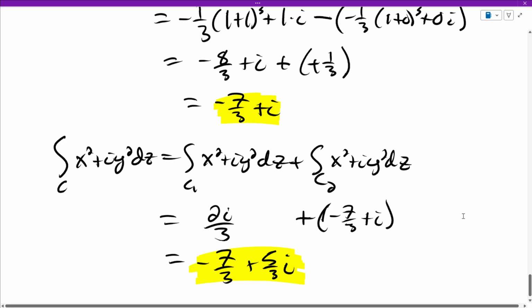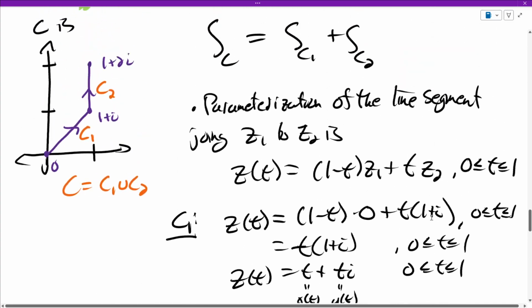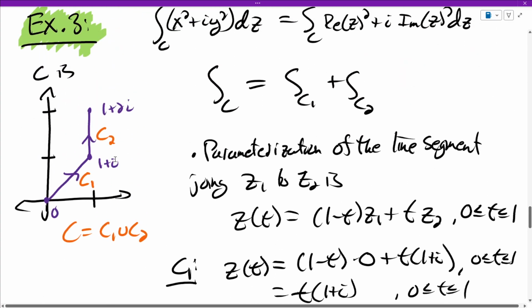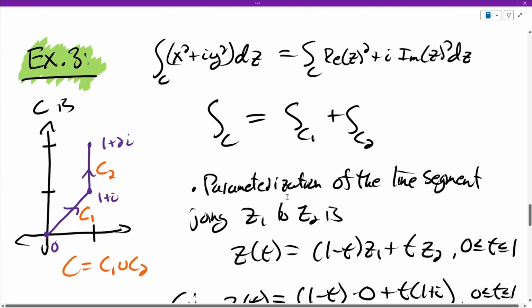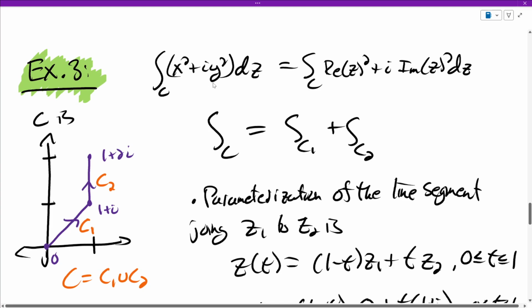Now again, we did these in the last section. We did these problems where you have to break it up over some pieces, and it's the same thing. The only thing that's different in this section is we have this dz that we have to transform, and then we have to carry out some complex arithmetic. That's the only thing that's new.